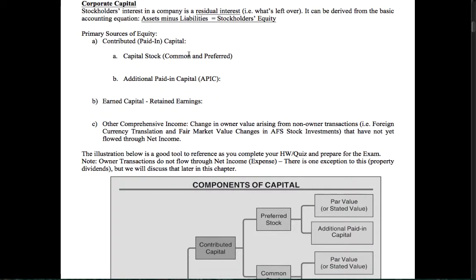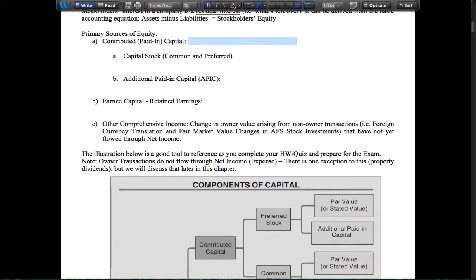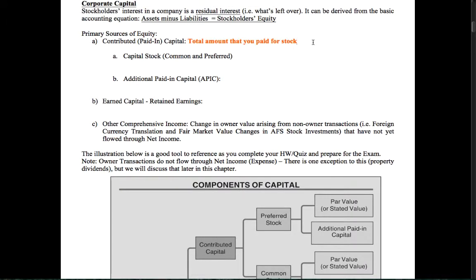Now let's discuss the primary sources of equity. First, we have contributed capital. Contributed capital is referred to as paid in capital, and it is the total amount that you paid for the stock. If you paid $50 for one share of stock, this amount is allocated between the capital stock and the additional paid in capital.